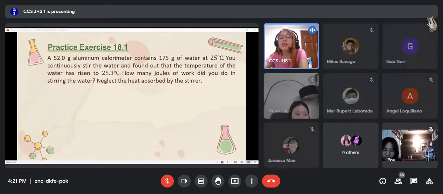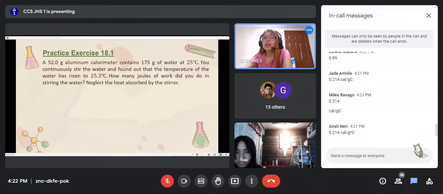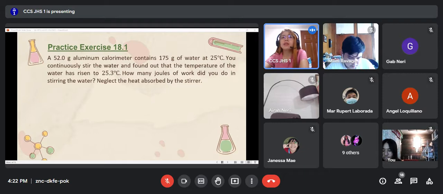We'll just use 0.22 so we are uniform. Anyway, only the next digit differs: 0.22 instead of 0.214. So that is the specific heat of aluminum. Kindly type, Pauline, specific heat of aluminum is equal to 0.22 cal per gram degree Celsius. What about for water? What is the specific heat of water?